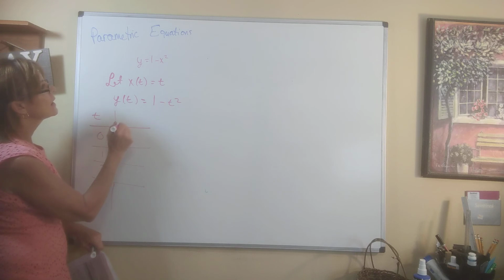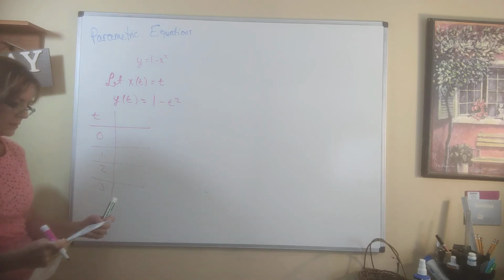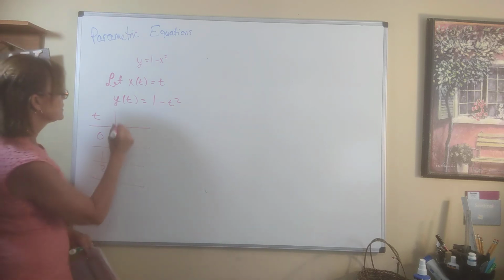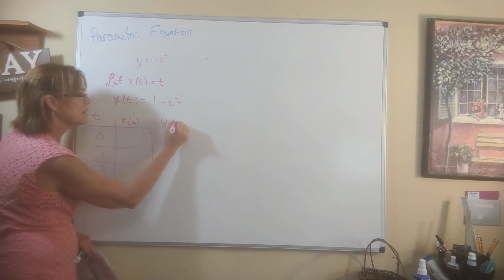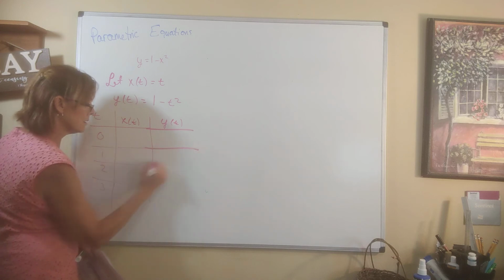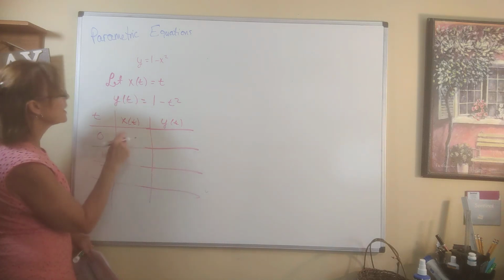All right. And wait, did they tell us when to do it between? No, they just said plot some points. So let's do x of t and y of t. All right, let's see what these will look like.